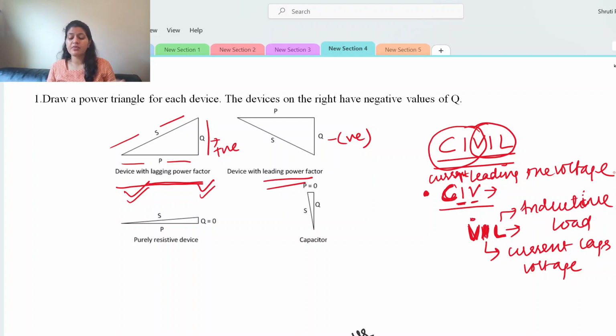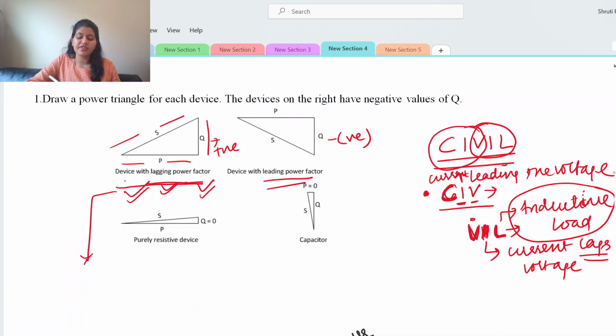So we know that whenever we say it is a lagging power factor, we are talking in terms of current, that the current is lagging behind the voltage. And what is that component where the current lags behind the voltage? It is the inductor. So whenever there is a device with lagging power factor, we know that it is talking about an inductive load, or the inductor component is dominating in this case.